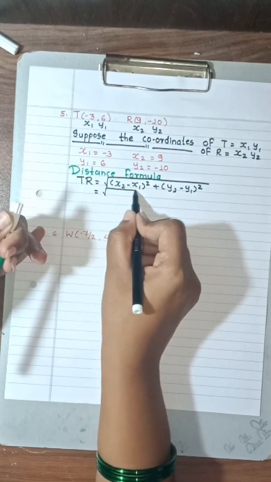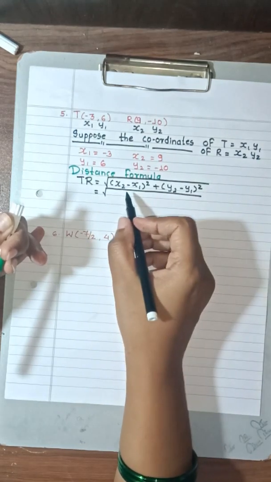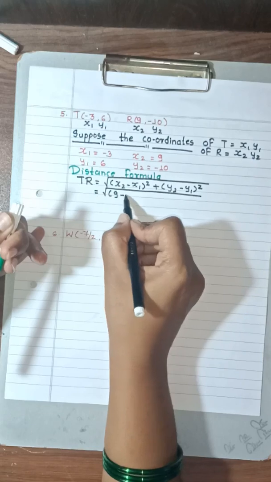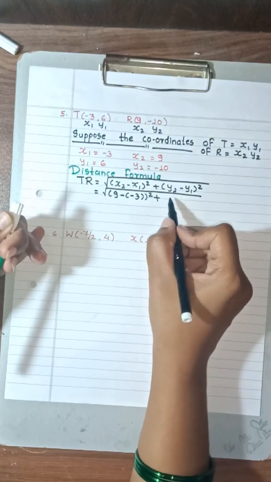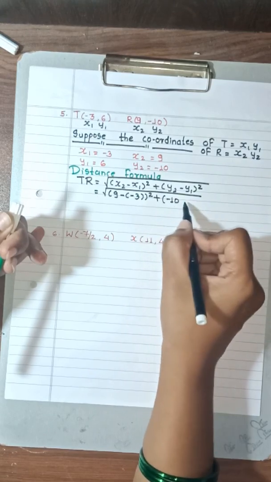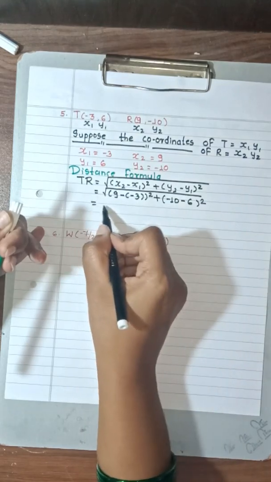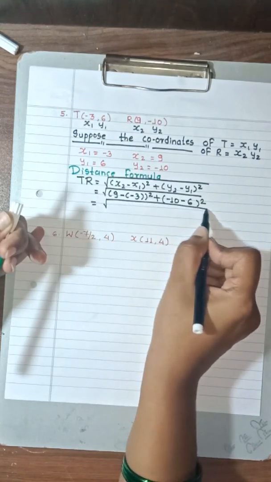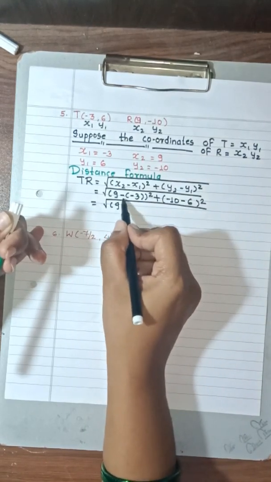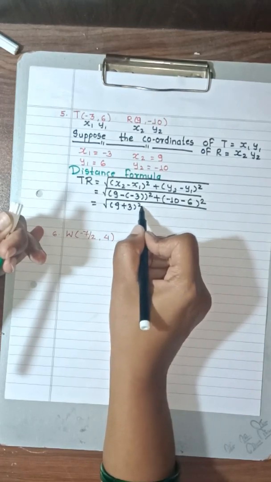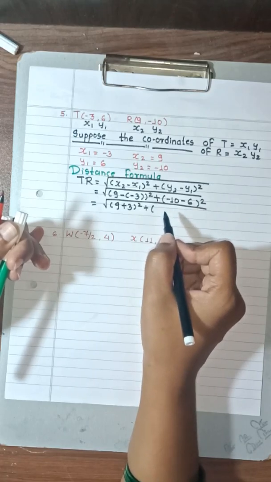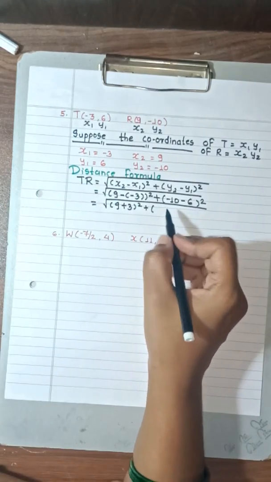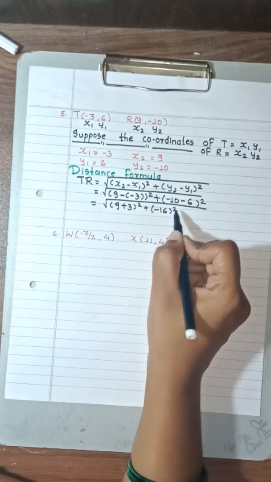Therefore under root of (x2 is how much? That is 9 minus 3) bracket square plus (y2 is how much? y2 is minus 10 minus 6) bracket square. Okay, therefore under root of (9 minus minus becomes plus 3) bracket square plus (minus 10 minus 6 is how much? That will be minus 16). Okay, minus 16 bracket square.